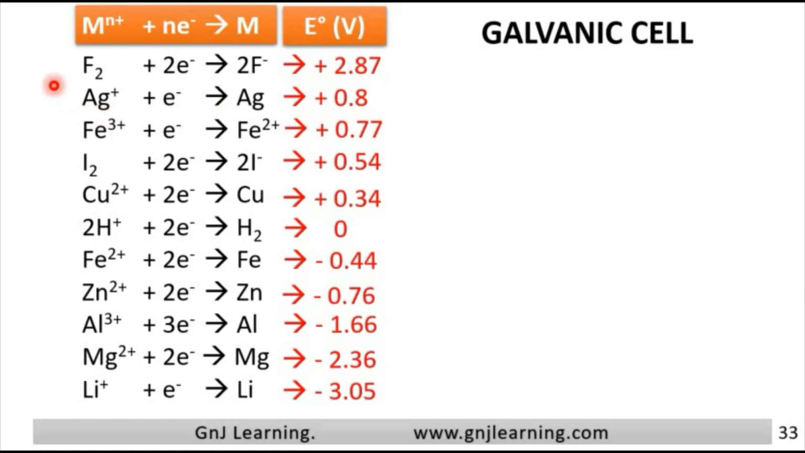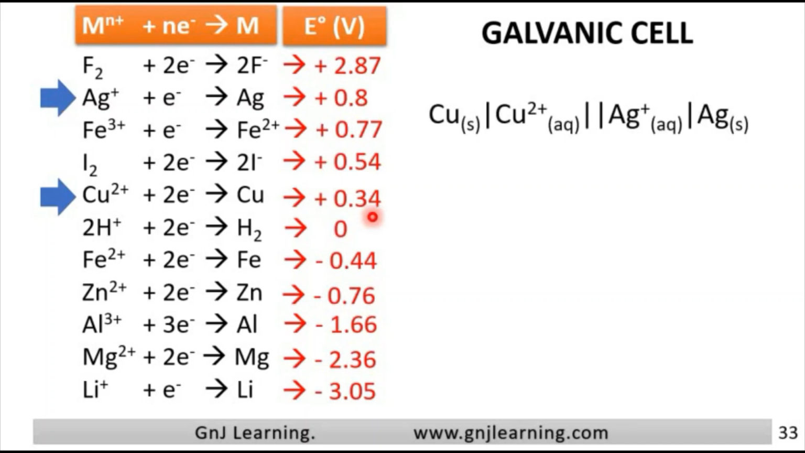Here I am picking two half cells and trying to connect them to see what type of cell will be formed. One is a copper and the other one is a silver electrode. Among these, silver has the higher electrode potential, so silver will act as the cathode and copper will act as the anode, because of the E0 value. Silver will be the cathode and copper will be the anode.